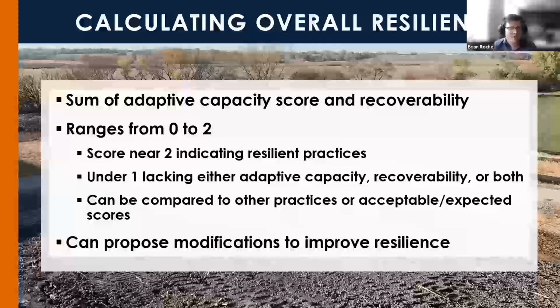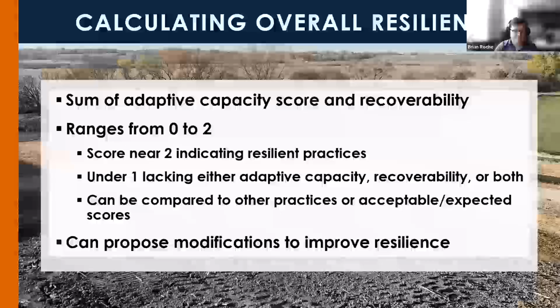So to determine your overall resilience, it would be the sum of that adaptive capacity score and recoverability, ranging from 0 to 2. A score near 2 indicates a resilient practice. A score under 1 shows you're lacking either adaptive capacity, recoverability, or both. And these can be compared to both other practices or acceptable resilience scores. But from here, you can propose modifications that can help improve the resilience of practices.